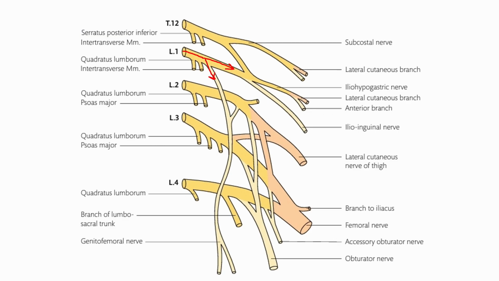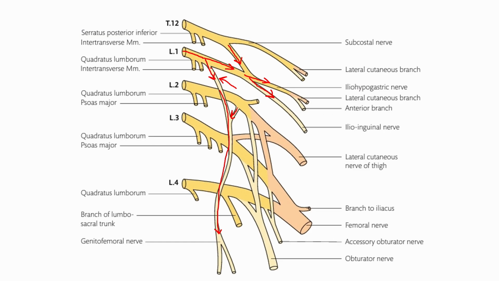The upper branch receives a connecting twig from the T12 ventral ramus and divides into two nerves, the iliohypogastric nerve and the ilioinguinal nerve. The lower branch, that is the branch over here, receives a twig from the second lumbar nerve. This is the twig, and that will form the genitofemoral nerve. This nerve is the genitofemoral nerve.